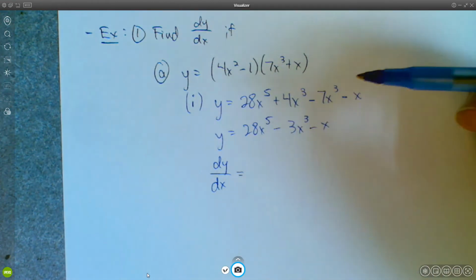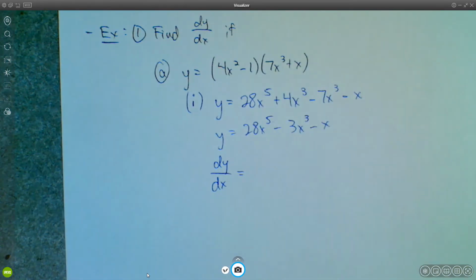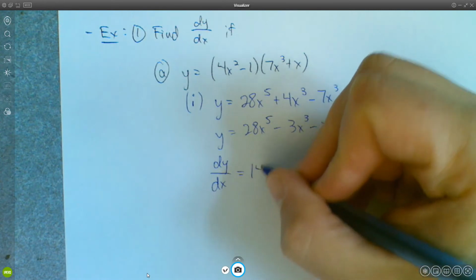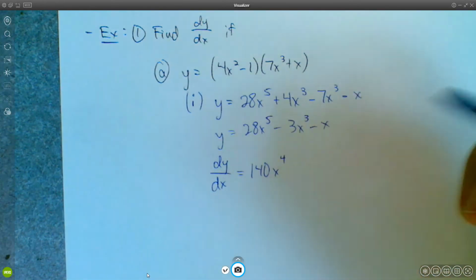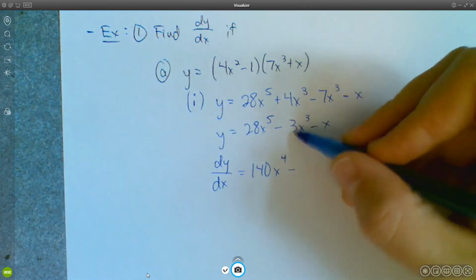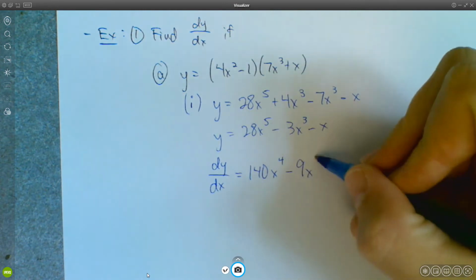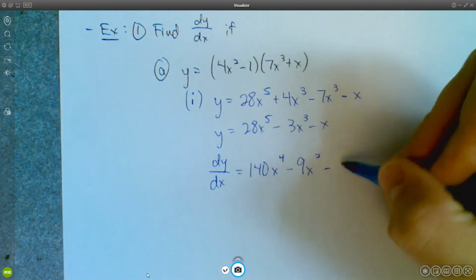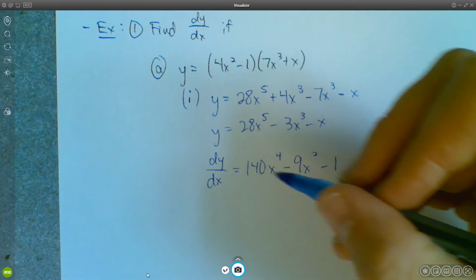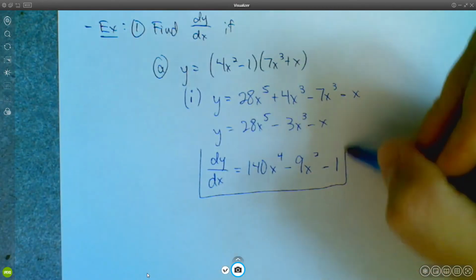So we would do 5 times 28. 140, I think. Let me double check. 28 times 5. 140. Yep. So this would be 140 times x to the 4th. Minus 3 times 3 is 9, so 9x squared minus 1, right? And that's one way to find dy dx.